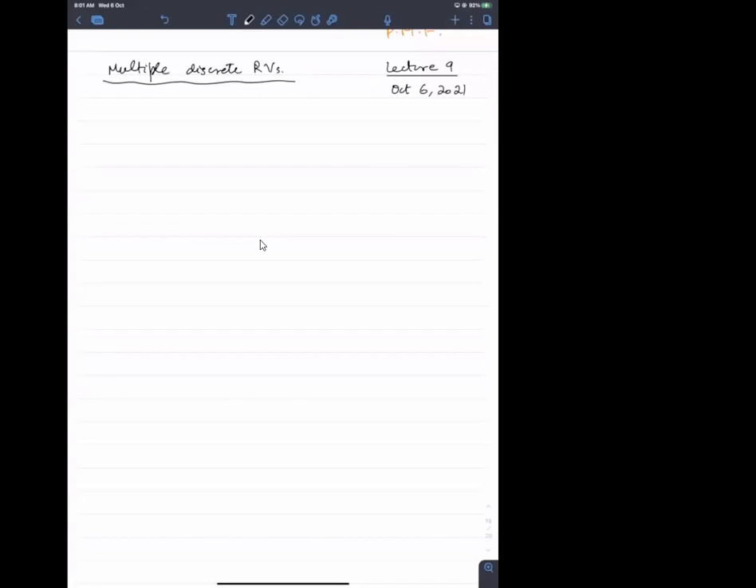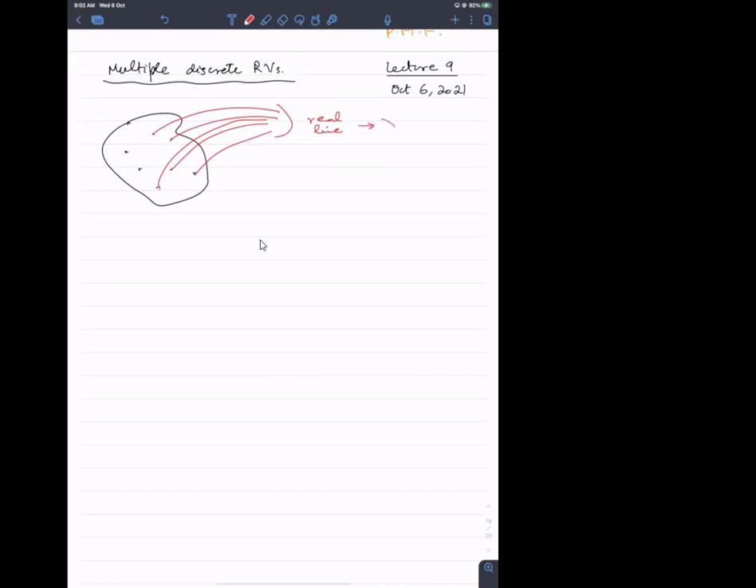So the concept of multiple discrete random variables is that if you have a sample space with some sample points, a mapping of all of these sample points onto the real line defines a random variable. So if this outcome comes, x is 5; if this outcome comes, x is 7; if this outcome comes, x is 25. So this is a mapping of all of these sample points onto the real line.